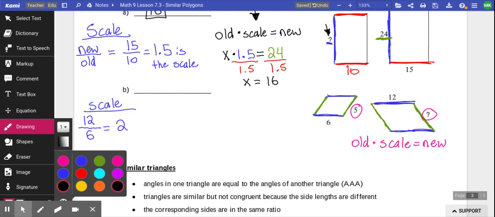Then I can do my calculation of old, which is 5, times my scale, which is 2. That would tell me my new side. 5 times 2 is 10. So 10 is my new missing side length.